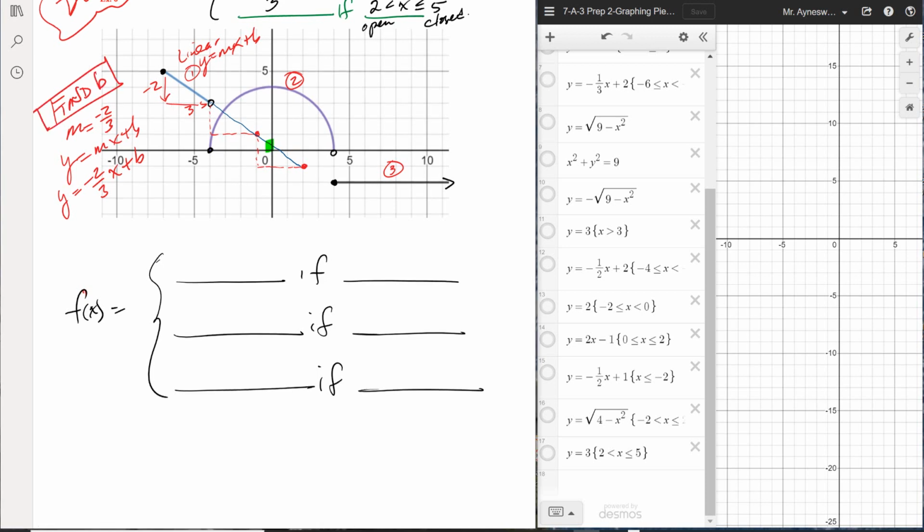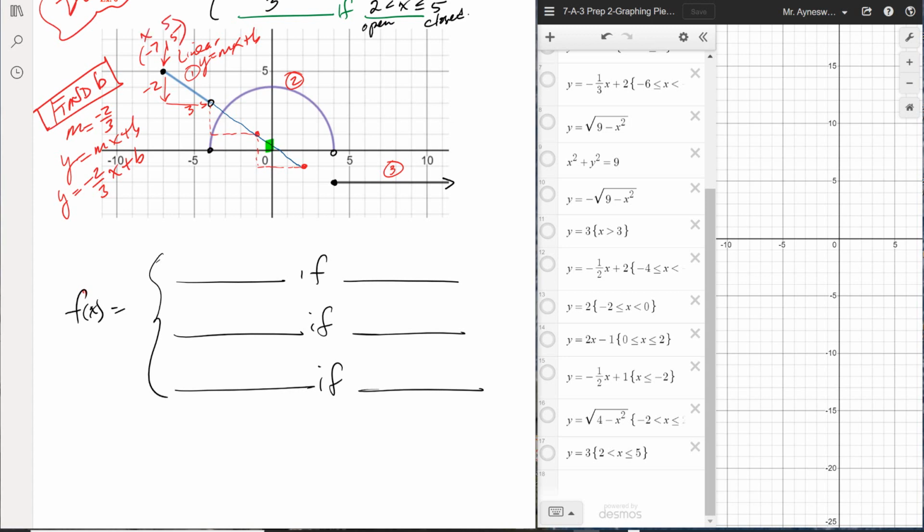Find b. So what you do is you pick a point on the line and you substitute it in, because x comma y represents a point on the line. So you can use the left or the right endpoint. I'm going to use this one right here, and it looks like it's at negative 7 comma 5. So negative 7 comma 5. So we're going to substitute that in. X is negative 7 and y is 5.